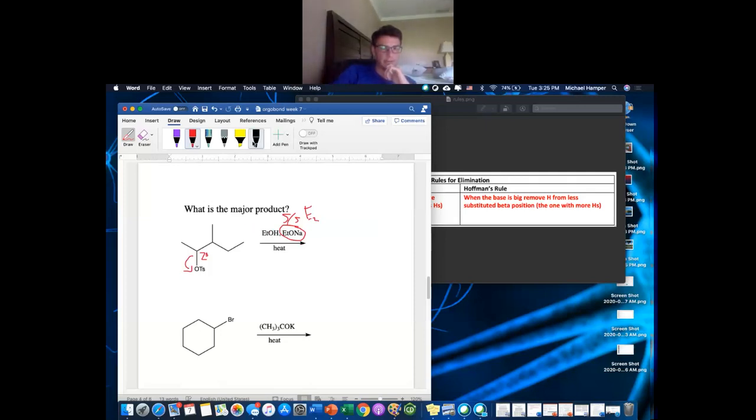But to break it down for you guys, here's our alpha carbon. So this is the more substituted side. This is the less substituted side. So where is the sodium methoxide going to go? The more or less substituted side? More substituted because it's smaller. It's able to go to the places that are more crowded. So your double bond is going to form here.